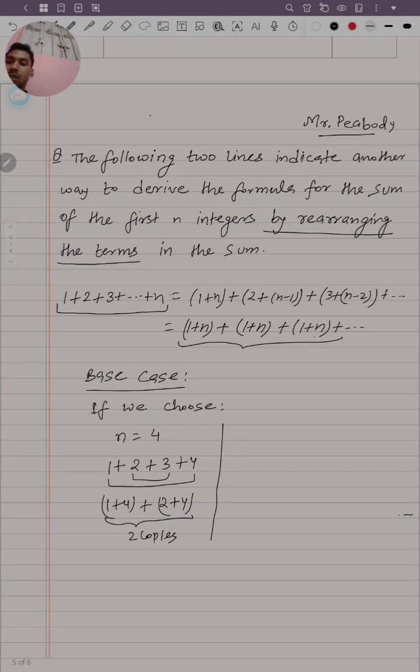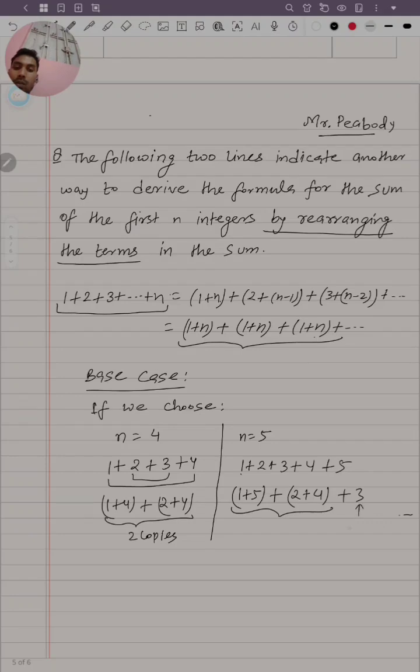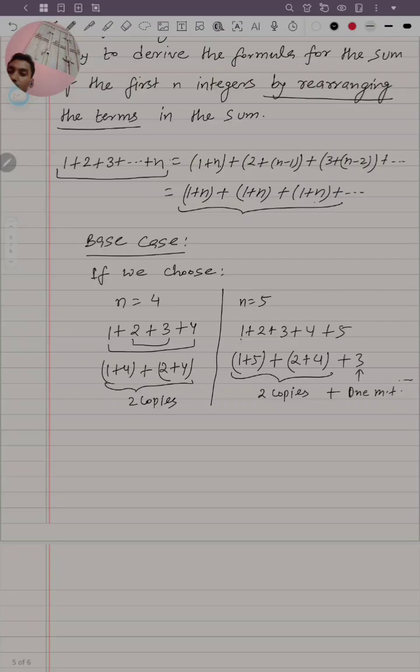Okay, but if we choose n as 5, that is odd, so 1 plus 2 plus 3 plus 4 plus 5, and if we rearrange the terms, 1 plus 5, plus 2 plus 4, plus 3. So we can see there are only 2 pairs and 1 middle term left, so 2 copies plus 1 middle term. Okay, so now back to the original question.